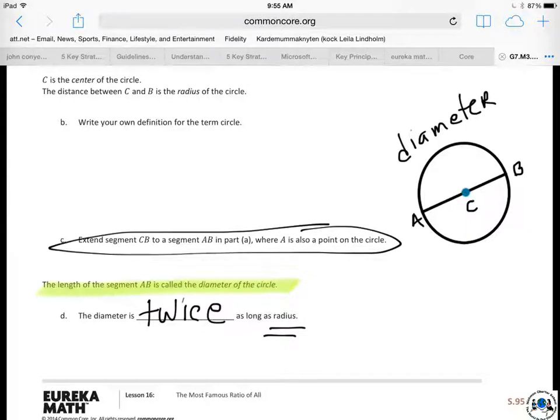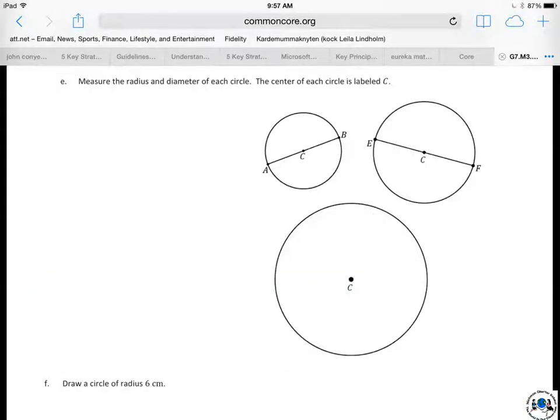So the point there is that the diameter is always going to be twice as long as the radius. And that's one relationship. In this part of this exercise, we're going to see how accurate these reproductions are. Oof, I sure hope they are somewhat accurate.